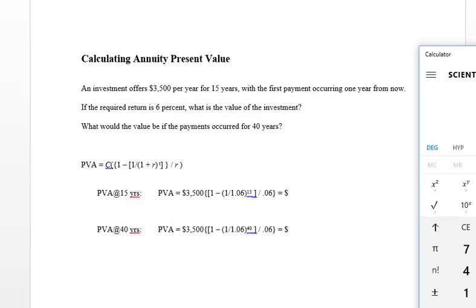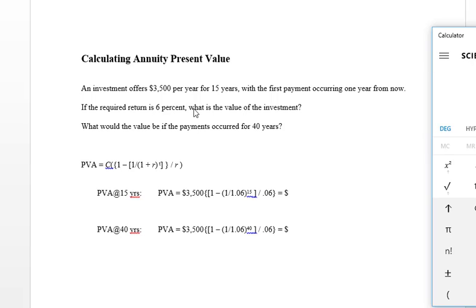An investment offers $3,500 per year for 15 years, which means we're going to get paid $3,500 for 15 years, with the first payment occurring 1 year from now. If the required return rate is 6%, what is the value of the investment? What would be the value if the payments occurred for 40 years?